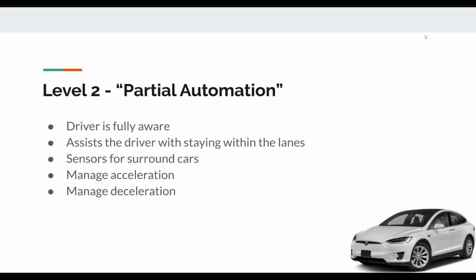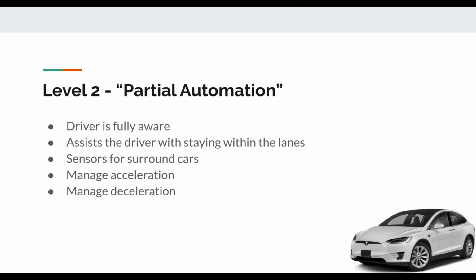Up next, we have Level 2, Partial Automation. At this level, the driver is fully aware of the surrounding environments. This means that they still have a steering wheel, they still have gas pedals, brakes, all the things that a normal car has.